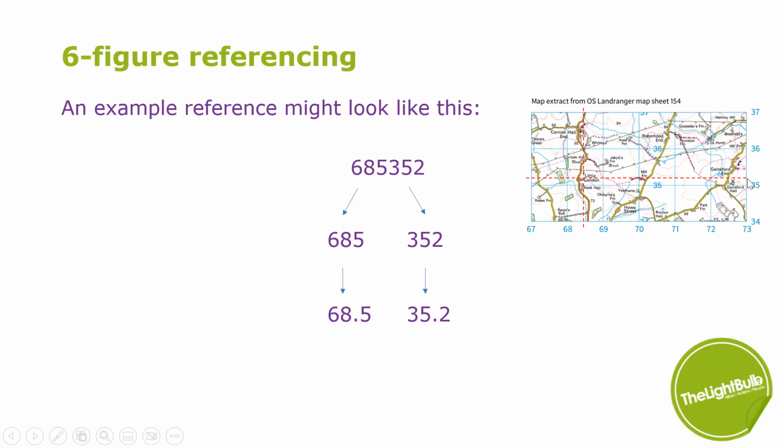So if I just pop a line across there like that, that's roughly where I think 35.2 would be, or 352. And then what we've got now is two dashed lines on this grid, and they meet in the middle here, round about the location of Little London. Just put a little yellow marker on there just to let us know. That there is the location of 685352. And that is how those six-figure references are worked out and used.